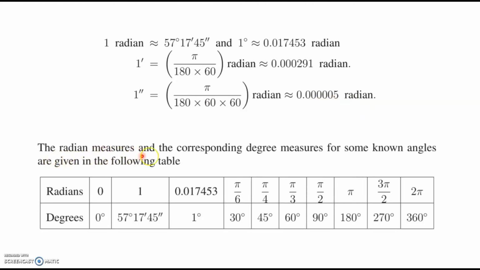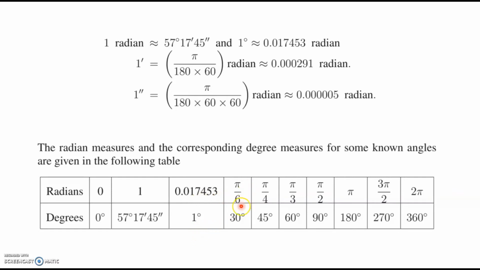The radian measure and the corresponding degree measure for some known angles are given in the following table. 0 radians is equal to 0 degrees. 1 radian is equal to 57 degrees, 17 minutes and 45 seconds. And 0.017453 radians is equal to 1 degree.